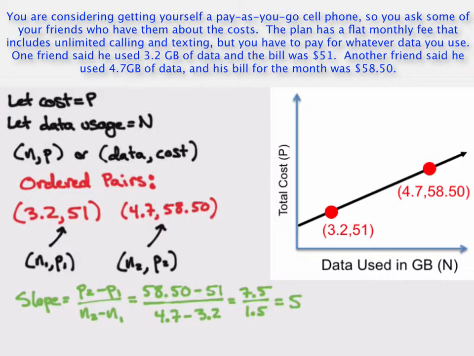All right, so we got a pretty nice slope, 5. But what does that slope mean in this case? That slope of 5 means that for every extra gigabyte of data you use, the cost goes up $5. That is, each gigabyte of data costs $5. All right, now that we got our slope, now that we got some points, we can use either of these points and that slope to create our equation, modeling the relationship between how much data you use and cost, using an equation in point-slope form.